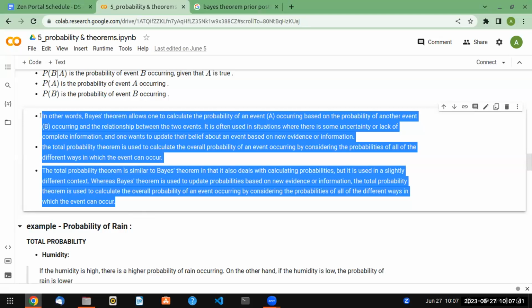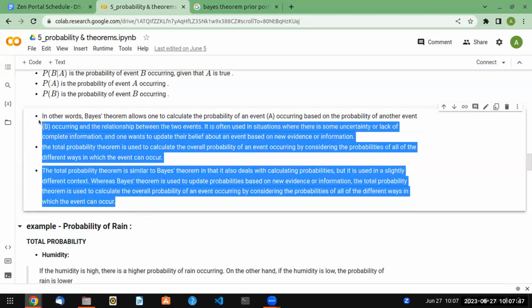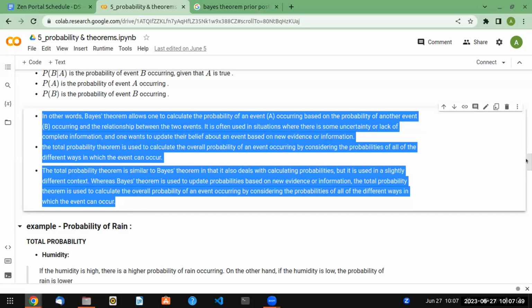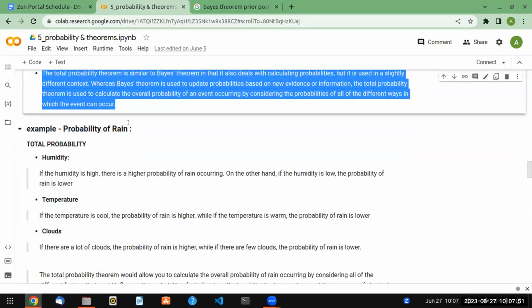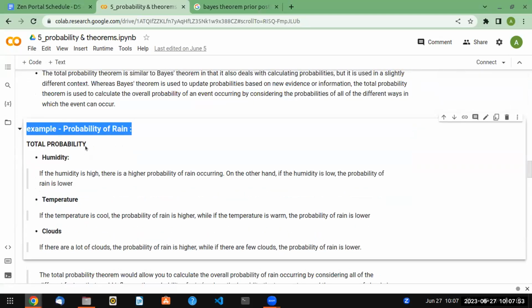So in total probability theorem, what do we do? We break into smaller events. That's what these two points' explanation is down here. Okay, with example. Probability of rain, let's consider. In total probability theorem, what you need to do, you have to see the probability of humidity. Here I am just calculating individual events. Probability of humidity, probability of temperature, probability of clouds.